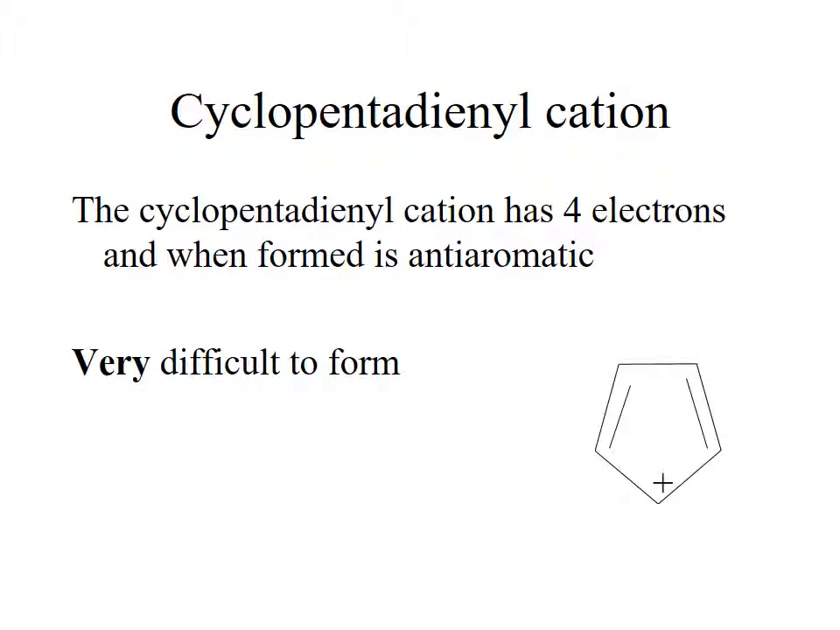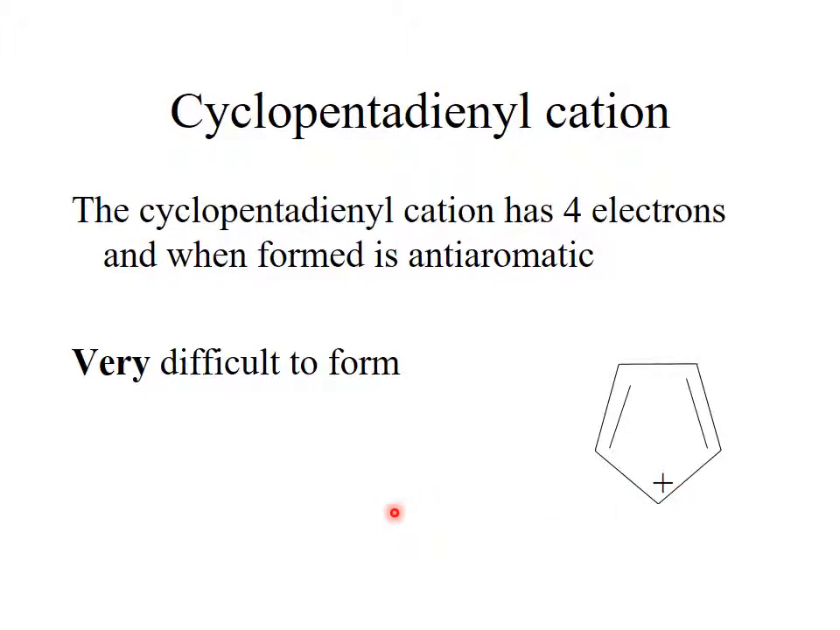The cyclopentadienyl cation only has 4 electrons in the system. Let's count them. 1, 2, 3, 4. And there's p orbitals all around, so it is conjugated, but there's no electrons from the p orbital here because of the positive charge. Those 4 electrons are anti-aromatic because 4n is anti-aromatic. So if this is planar, it's going to be very unstable. And what we find is that this is very difficult to form.